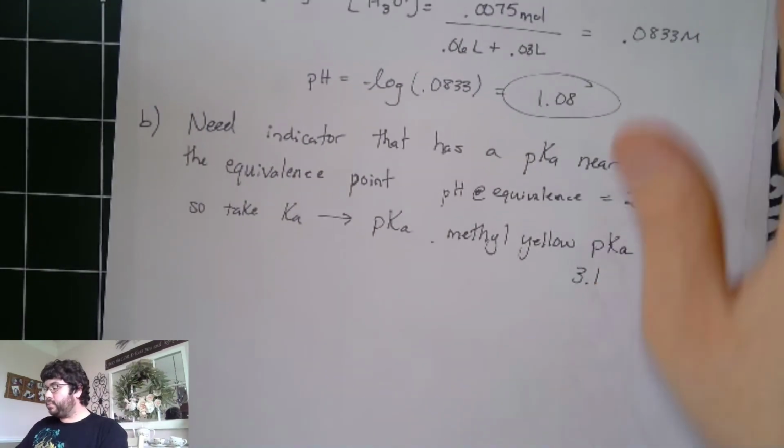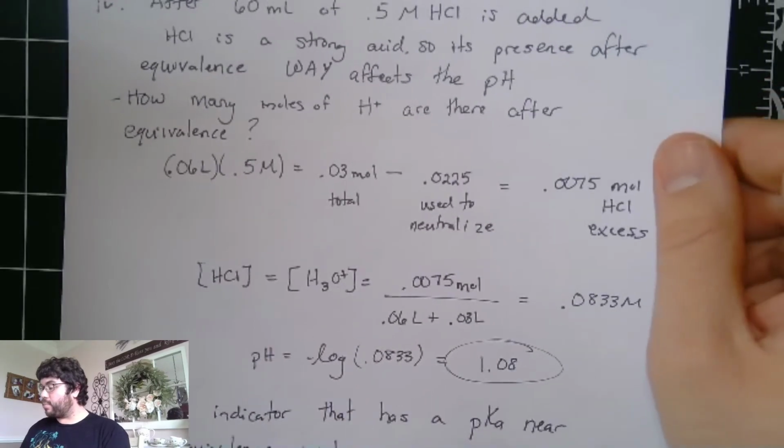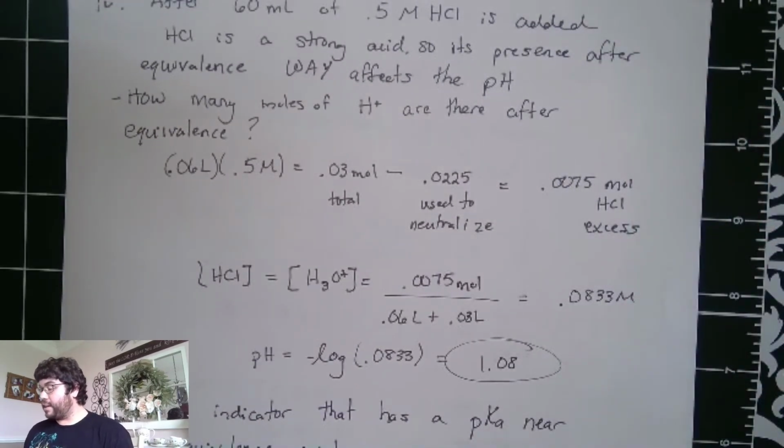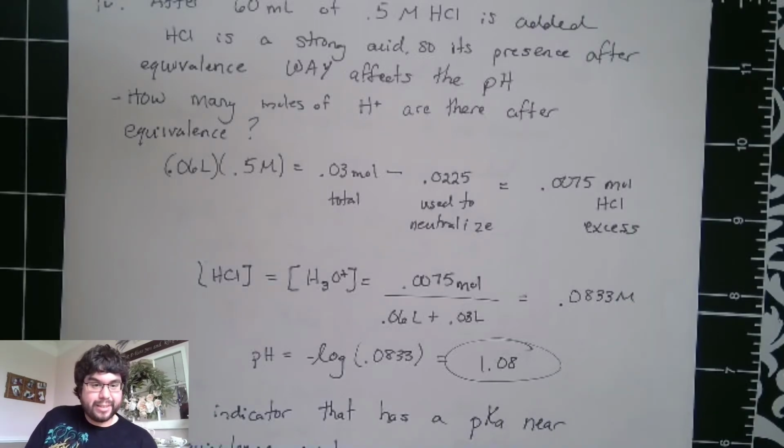Next question. After 60 mils of 0.5 molar HCl is added... I'm not even reading the question right. What did it say? Yes, so it says, what is the pH once 60 mils of the HCl is added?